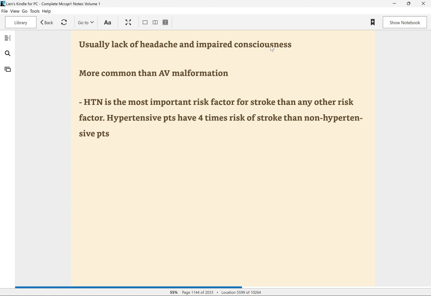HTN is the most important risk factor for stroke, more than any other risk factor. Hypertensive patients have 4 times the risk of stroke than non-hypertensive patients.